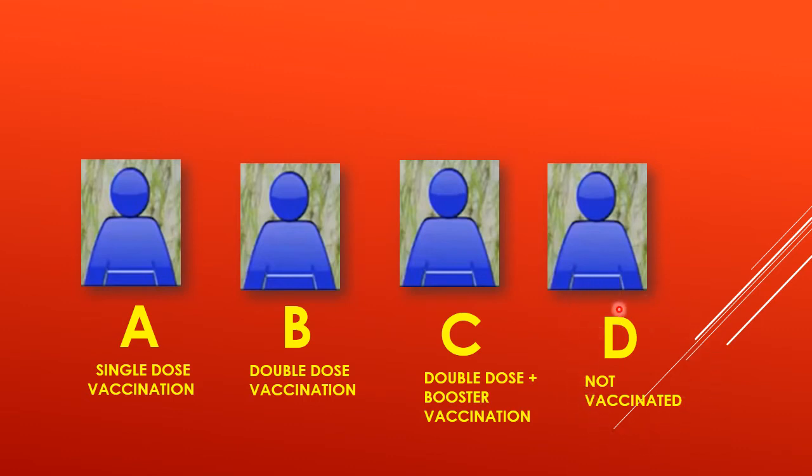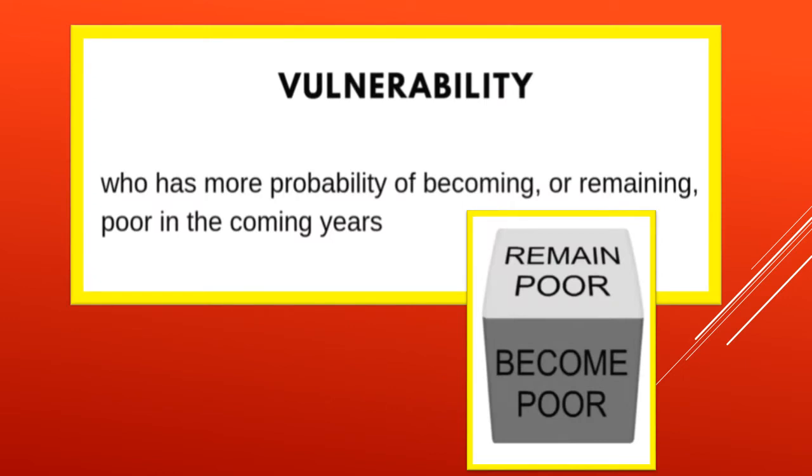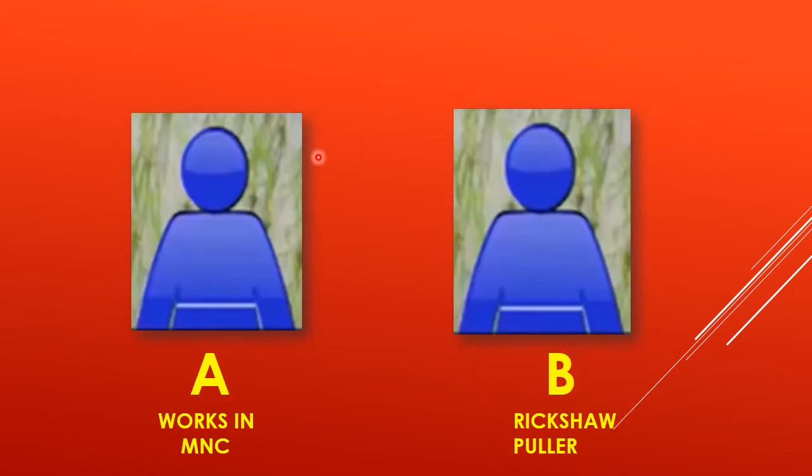Now let us understand vulnerability to poverty. Who have more chances of remaining poor or becoming poor? So in the sense of vulnerability, we look at poverty as to see who are the persons who will remain poor or become poor. Here I give you another example. Now suppose there are 2 persons A and B. A works in a multinational company and B is a rickshaw puller.